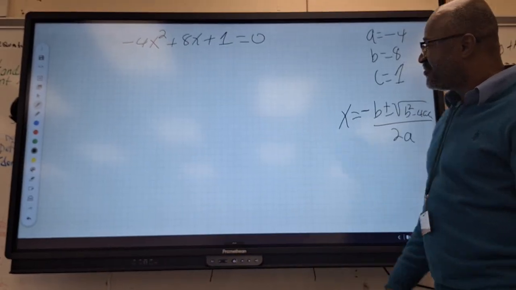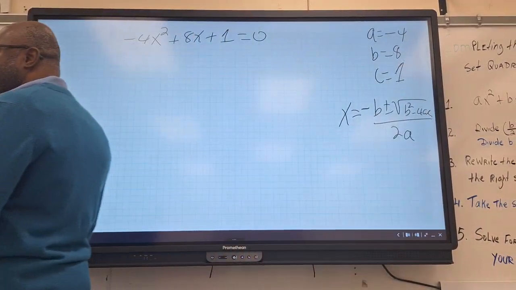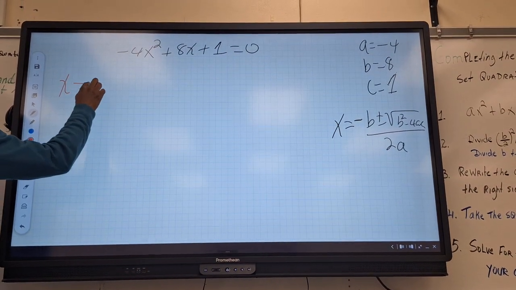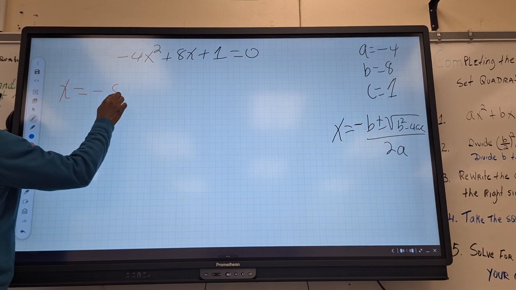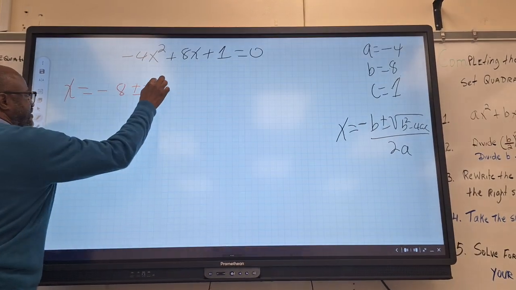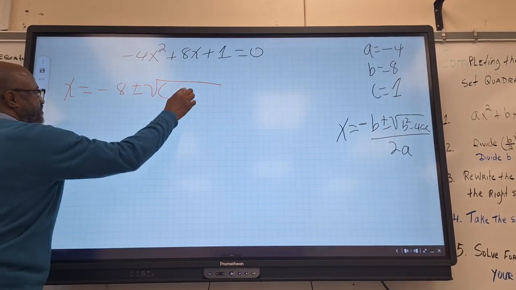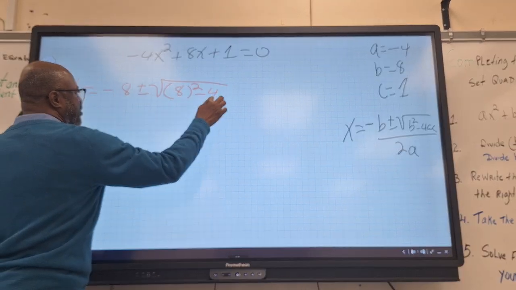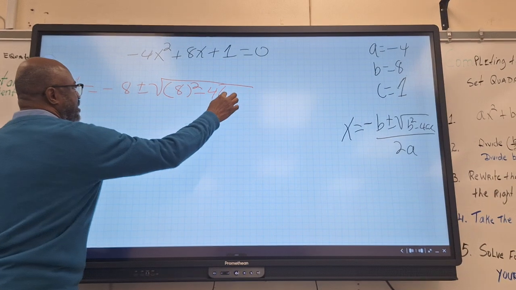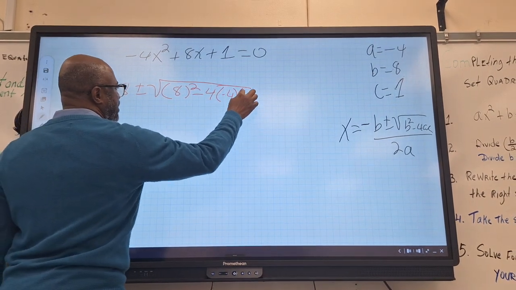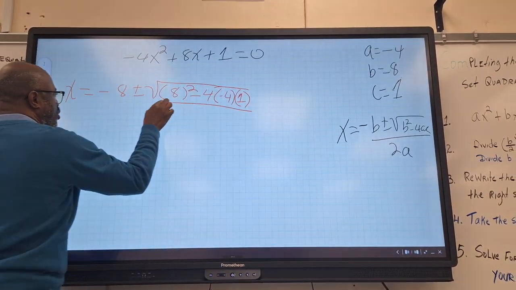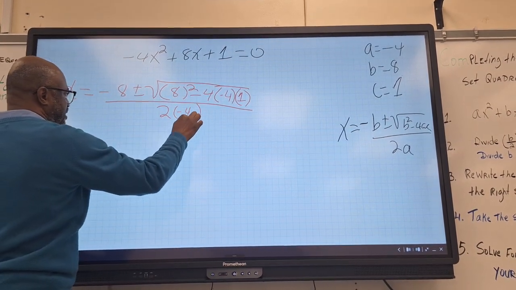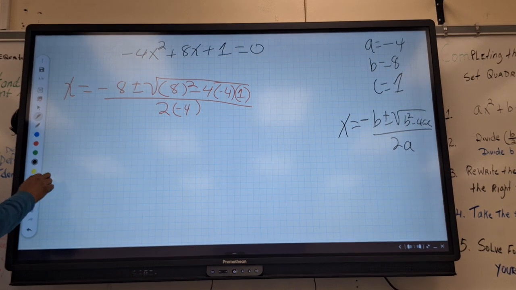So we just replace those things. I will have x equal minus 8 plus or minus the square root of 8 squared minus 4 times -4 times 1, over 2 times -4. That's your setup. Then we start working them out.